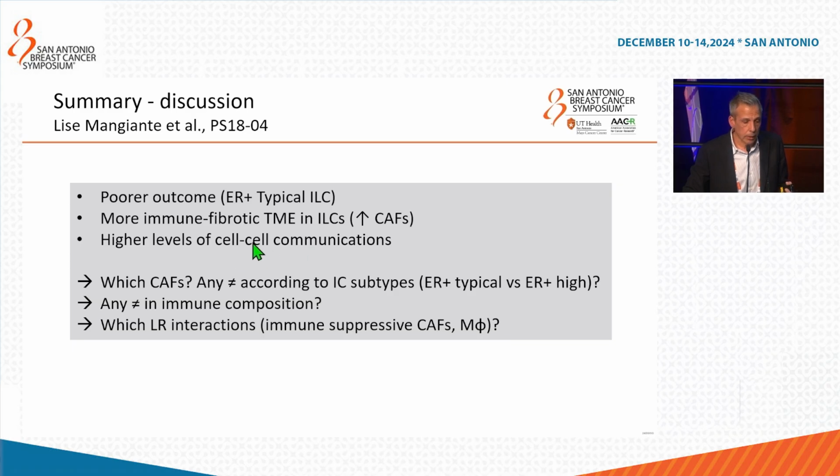There are some questions here. They show that from that classification there are more CAFs, but there are several types of CAFs, and I will come to that later. It would be interesting to know what the differences are in CAFs across the different IntClust subtypes. Is there any difference in immune composition? And it would be very interesting to know, and I know this is an ongoing study, the ligand-receptor interactions between tumor cells, immune cells, and other cell types in the tumor microenvironment.